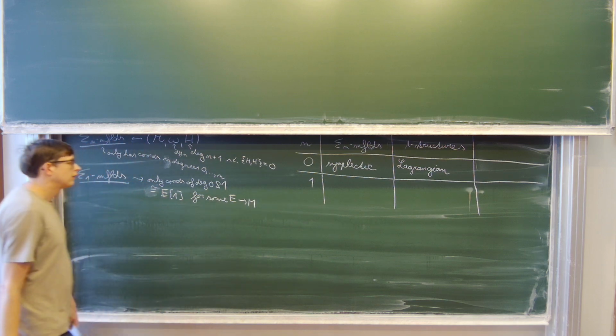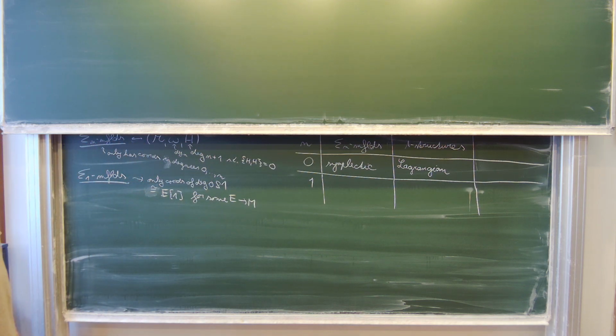Vector bundle. But now we have more than that. This would be just an n manifold. But now we have a symplectic structure, and you know that the symplectic structure is a non-degenerate pairing of the tangent space. It should be of degree 1.